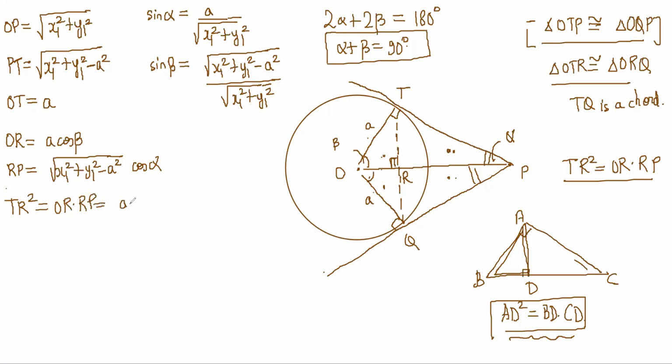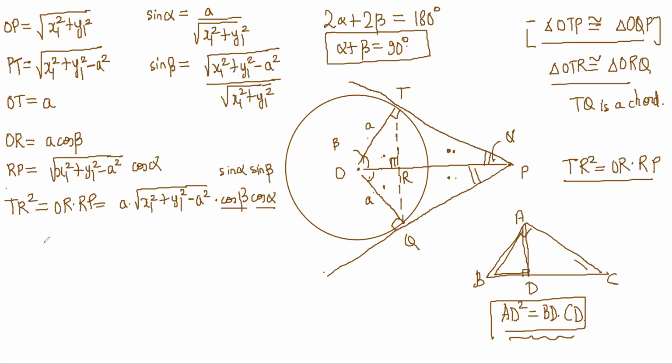So it is equal to a into root over x1 square plus y1 square minus a square, into cos beta into cos alpha, right? Now cos beta is equal to sine alpha, no? And they are opposites of each other, no? So this is just sin alpha and this is sin beta, right?